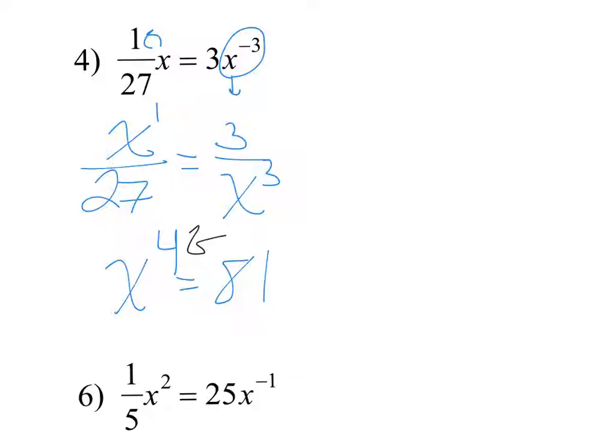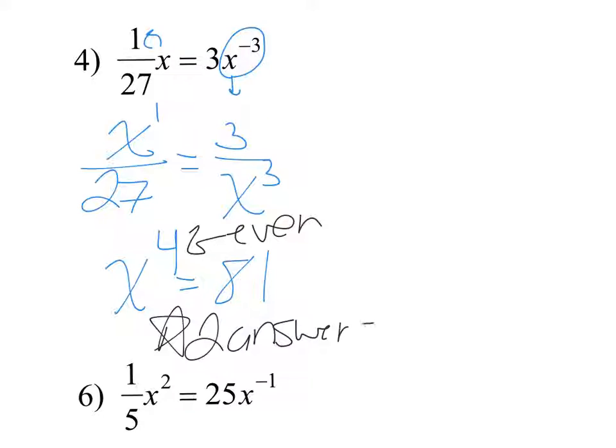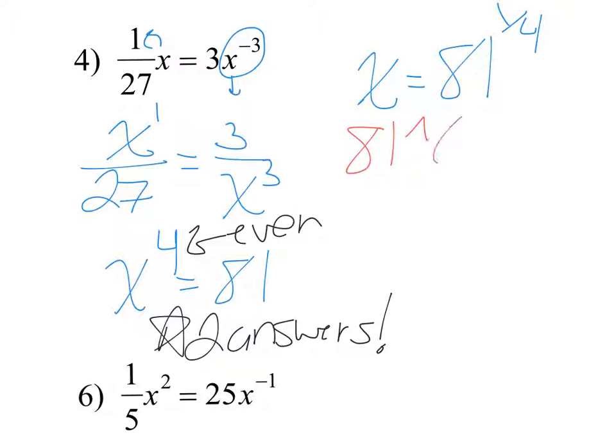Ding, ding, ding. This is an even number. That means I'm going to have 2 answers. Okay? 2 answers here. So I'm going to flip my fraction over, and I'm going to get x equals 81 to the 1/4 power. Okay? And you're putting that into your calculator, 81 to the 1 divided by 4.